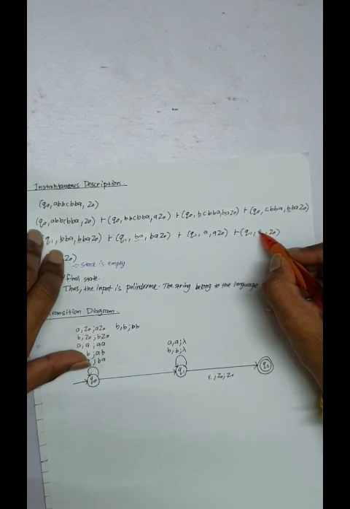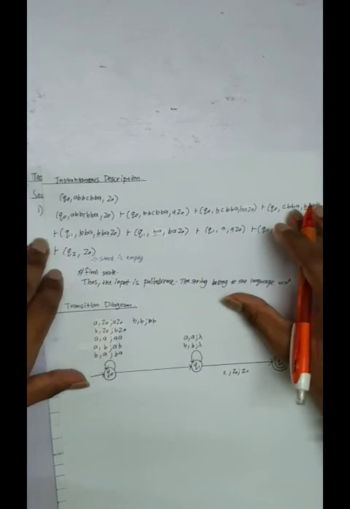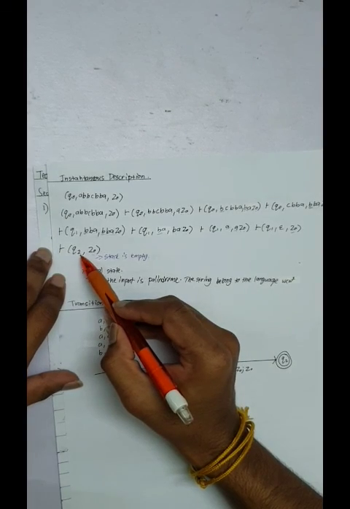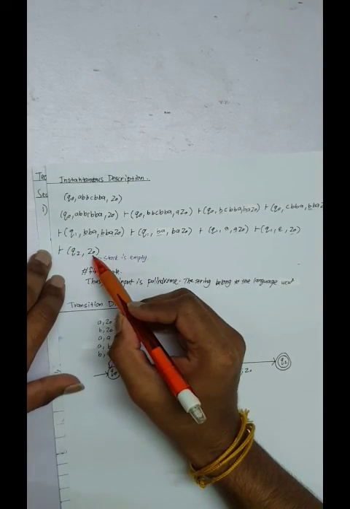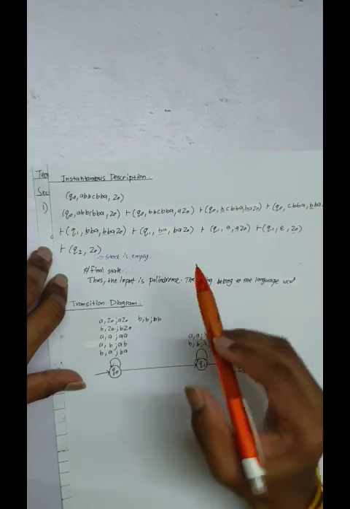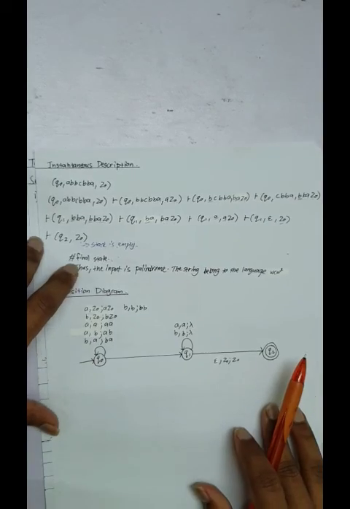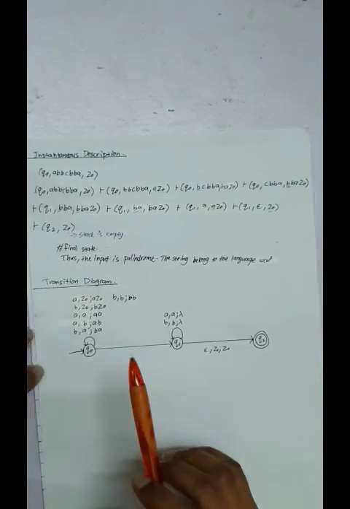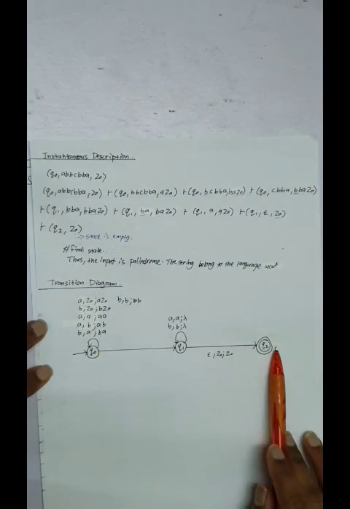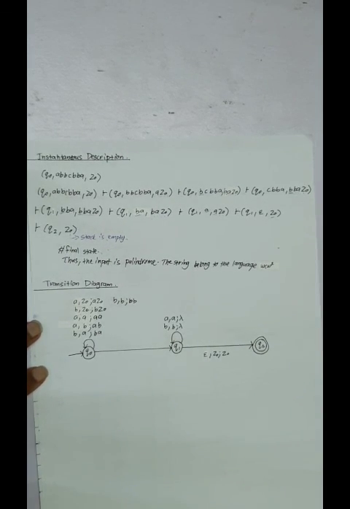the NPDA will scan an epsilon and becomes Z0, the final state. And we'll go to the q2 state and it remains the same, Z0. The stack is empty, final state. Thus the input is a palindrome. The string belongs to the language WCWR. So this is the transition diagram for this question. Thank you.